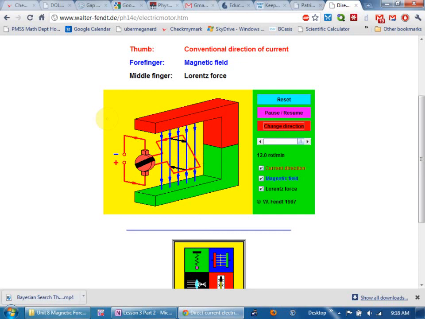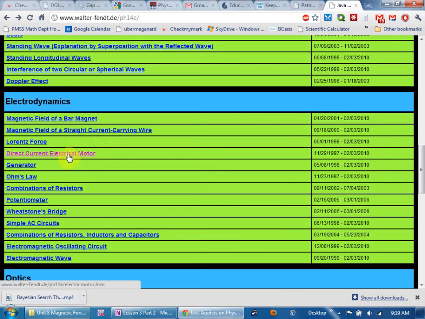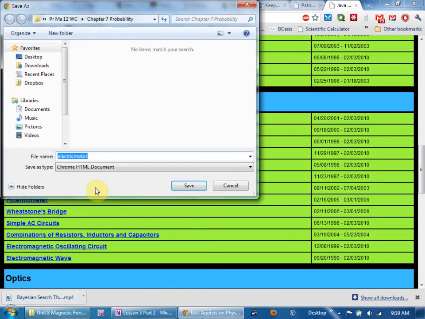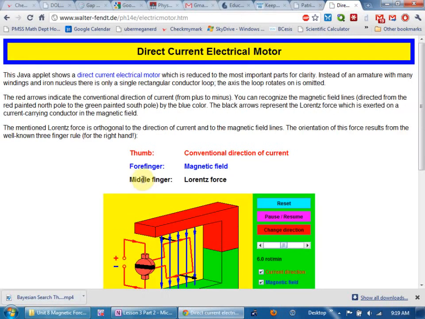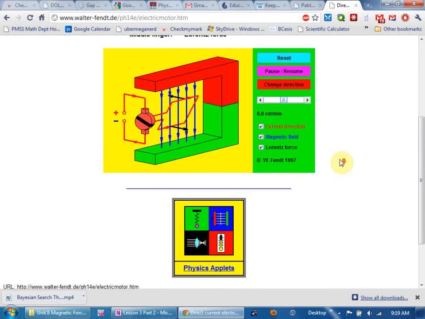Now, I'm going to see if I can download this. So that is right-click, save link as. Will it work? Nope, Chrome document. Does anybody know how you can download a Java app from the web page? I'll ask later.